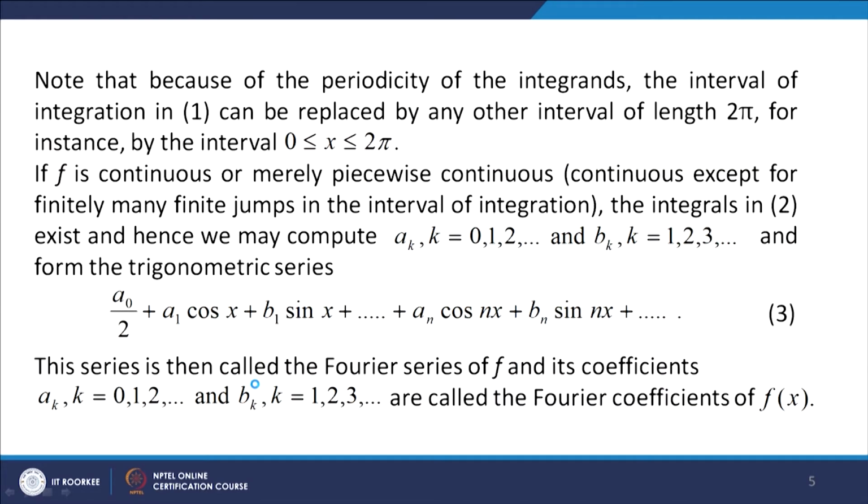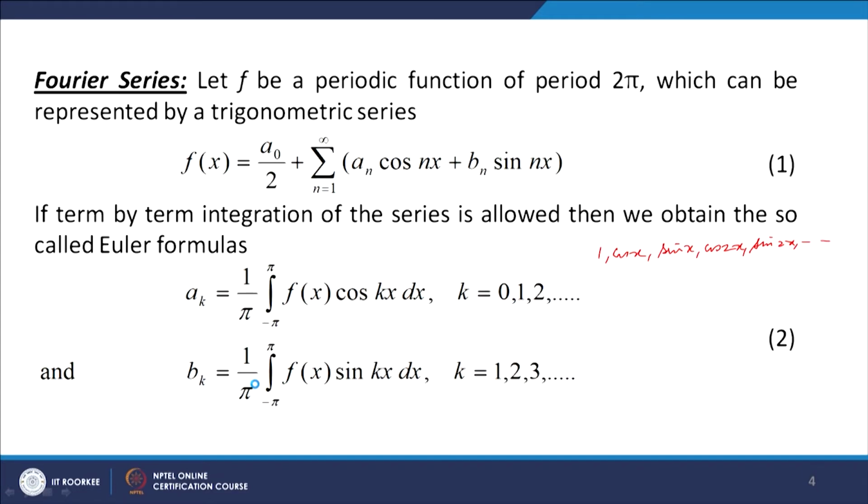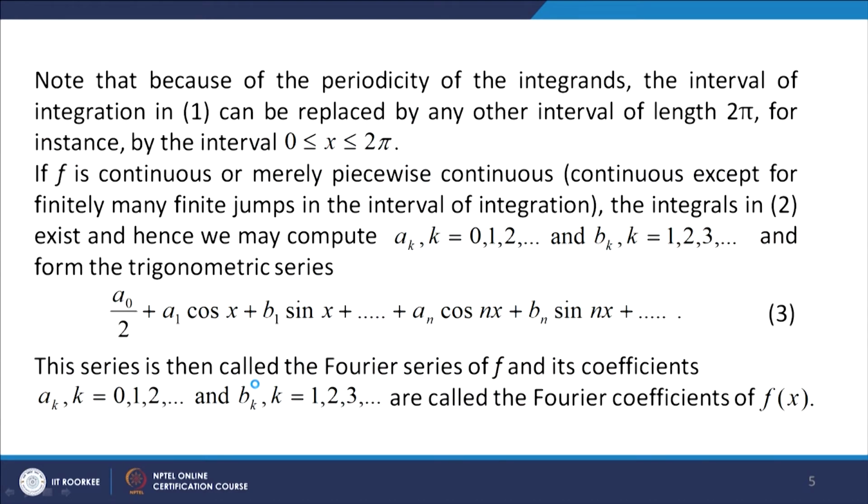Now, we note that because of the periodicity of the integrands, f(x) is 2 pi periodic, and cos kx is 2 pi periodic. So f(x) cos kx is 2 pi periodic, and f(x) sin kx is also 2 pi periodic. So the interval of integration can be changed from minus pi to pi to any interval of length 2 pi. For example, we can take the interval 0 to 2 pi. Because of the periodicity, the interval of integration can be replaced by any other interval of length 2 pi, for instance, 0 less than or equal to x less than or equal to 2 pi.